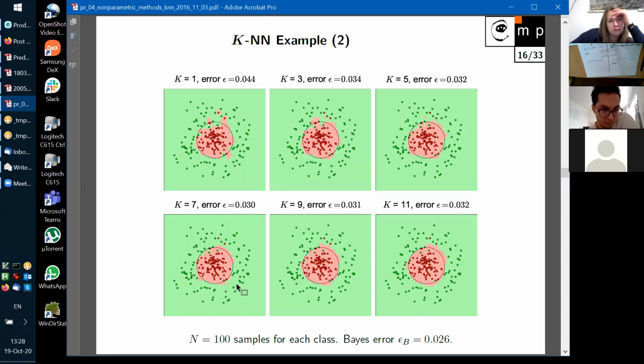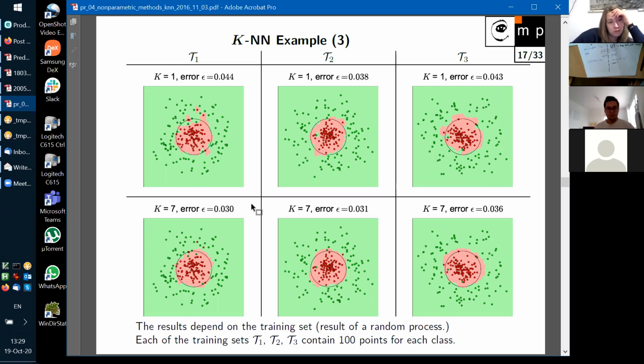So let's see what k nearest neighbor does in this example, where we chose to use Euclidean distance without any justification. And we see that the errors are actually quite good. So we know that the optimum error is 2.6%, and our classifiers, the best one for this particular training set, have an error of 3%, so it's very near. So it seems it's doing quite well.